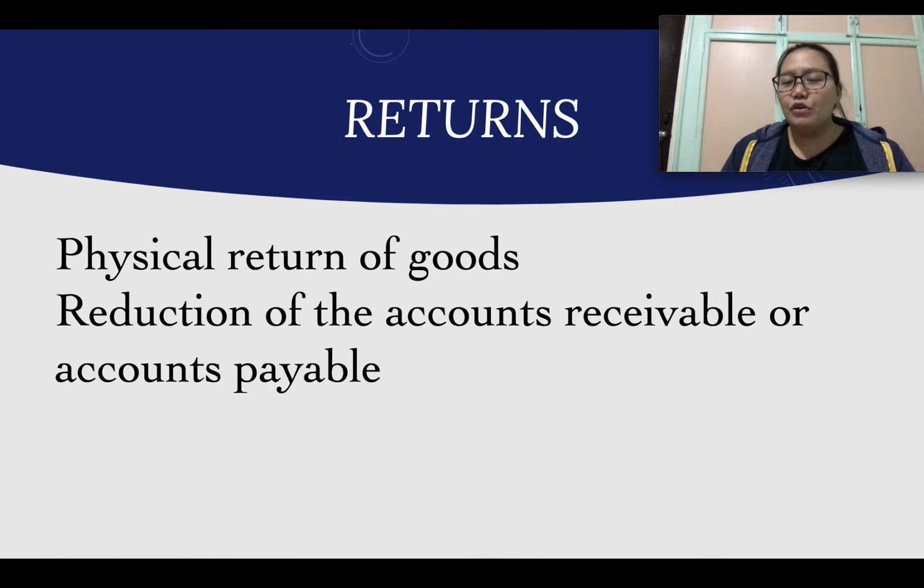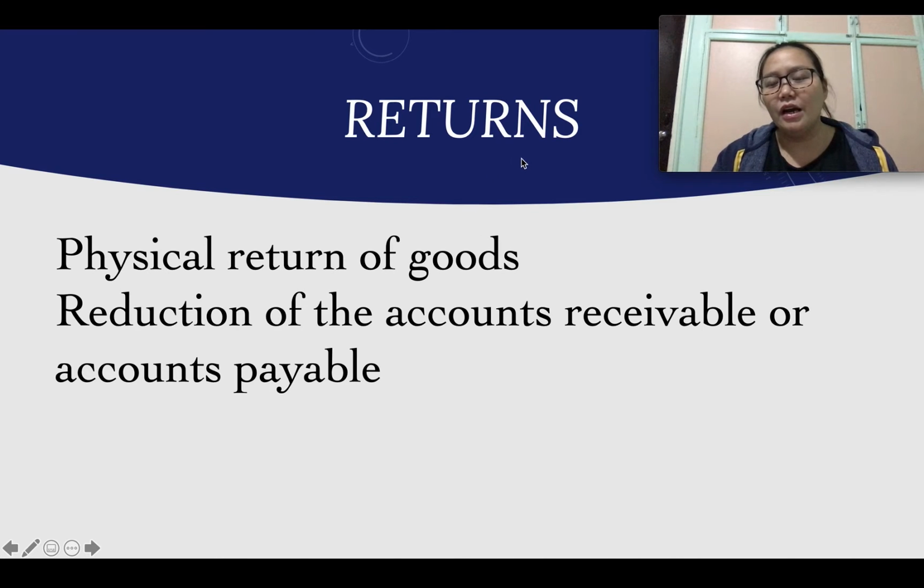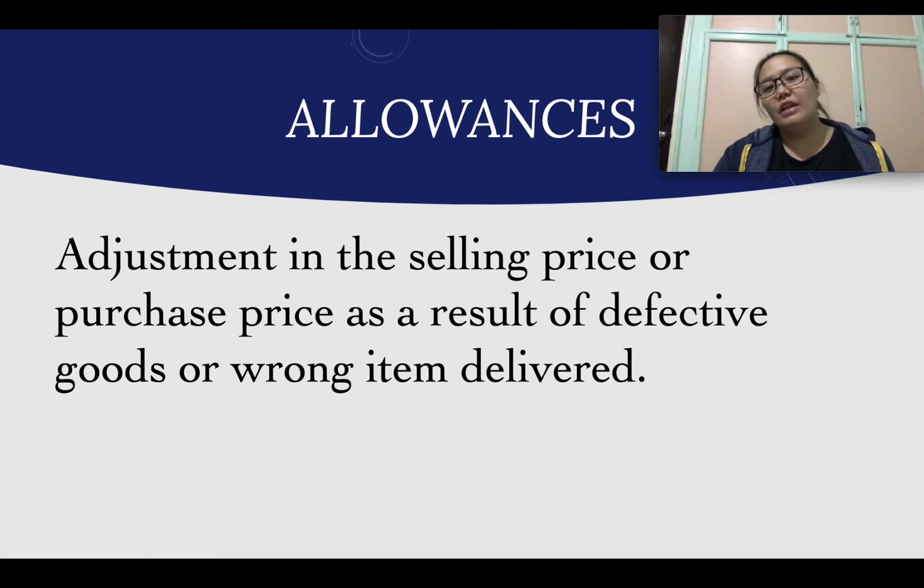So if the customer decides to return the goods to you, that is a purchase return, or sales return. But if the customer decided to accept the goods but asks for a reduction of the amount due to you, that is an allowance. So that is the difference between the two. Again, an allowance is an adjustment in the selling price or purchase price as a result of defective goods or wrong item delivered.